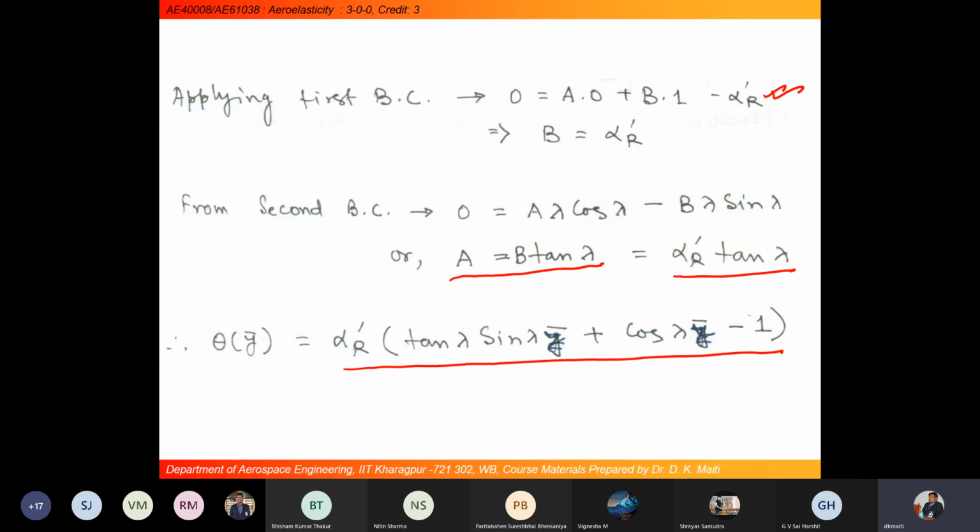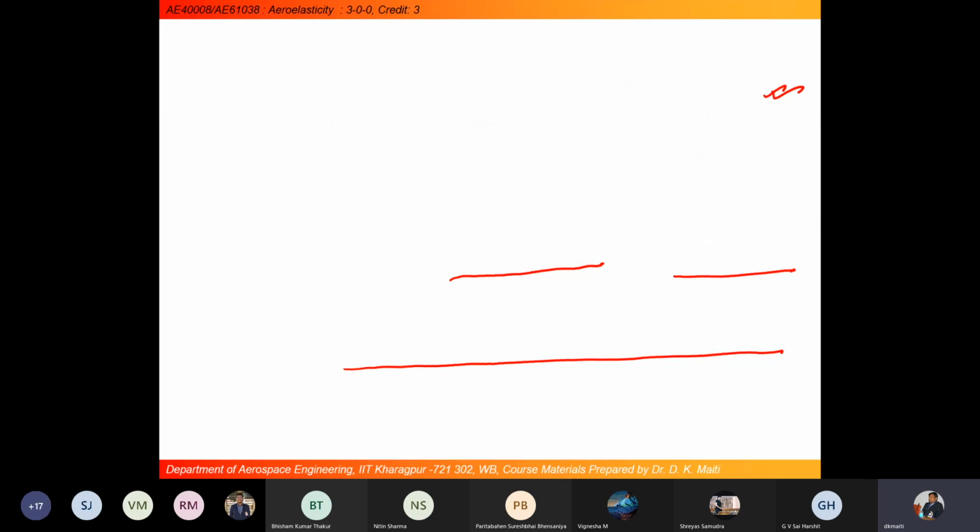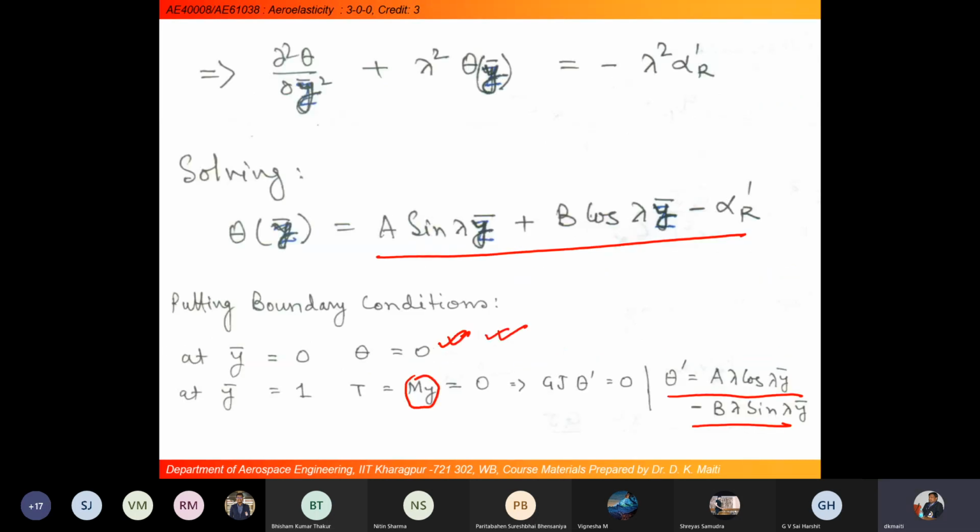Sir, what will be the value of the particular integral? The value of the particular integral is coming as minus alpha r prime only. Can we express it in terms of lambda square or something? Let me just show it once again.